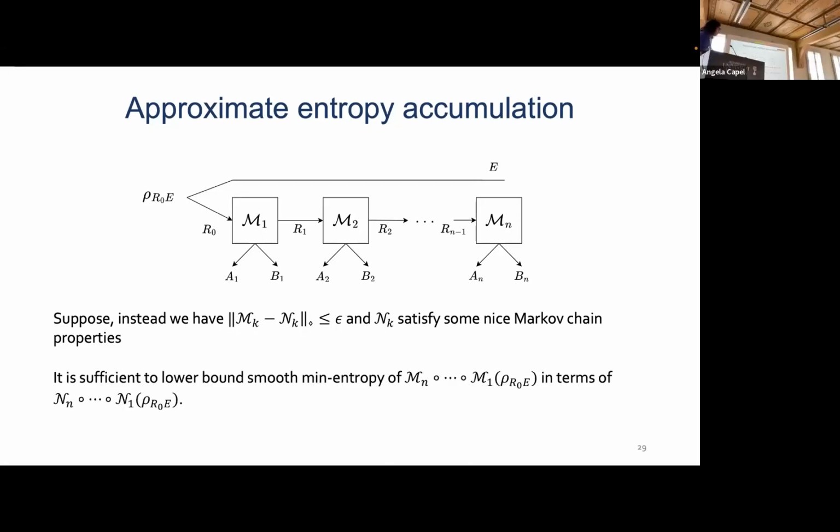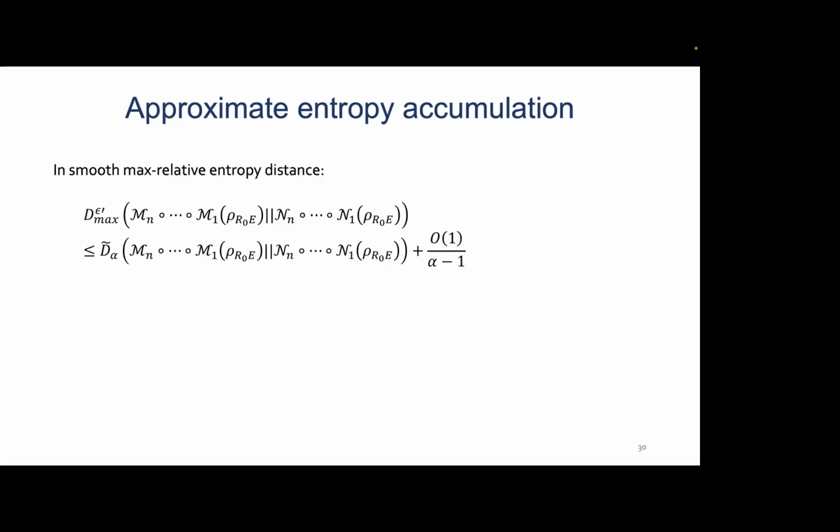But let's just say, to start with, that it's enough to go from the smooth min entropy of this state, which is really produced in our setting, to an alpha Rényi entropy on this state, which is produced when you apply the maps N_k instead of the maps M_k. Okay. So if you want to do that, we just need to bound the smooth max divergence between these two. So the first step over here is to move to the alpha Rényi divergence of these two things instead of the smooth max divergence.